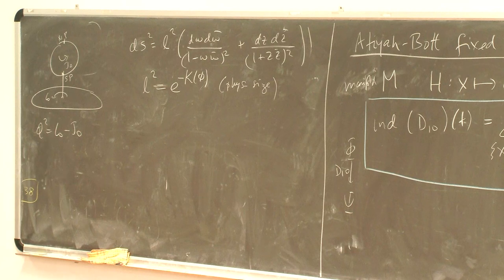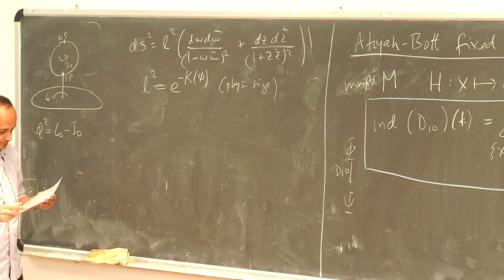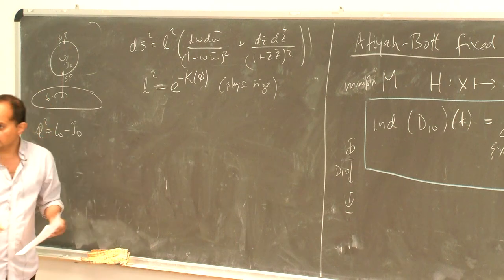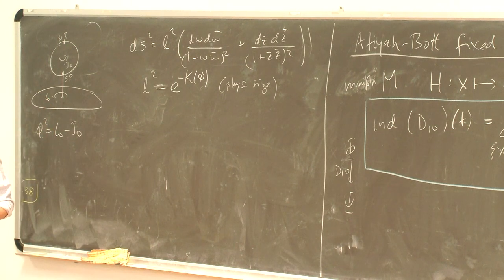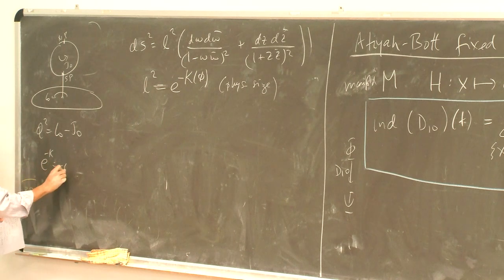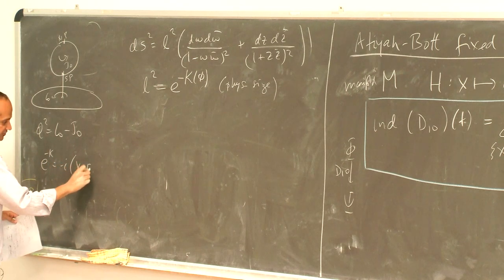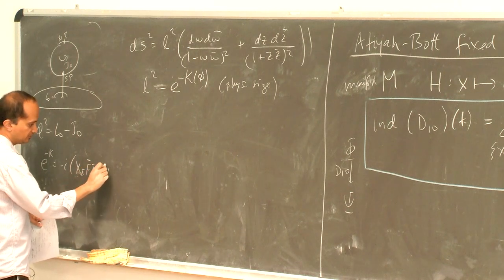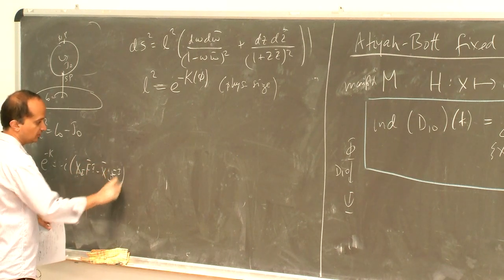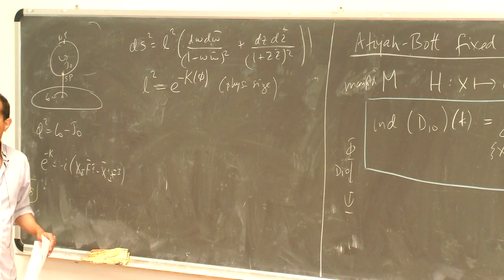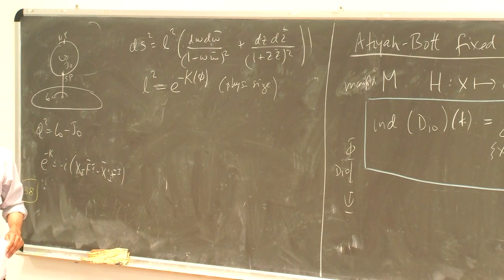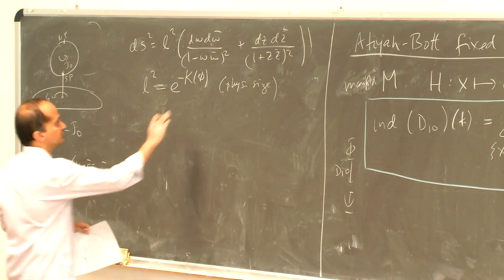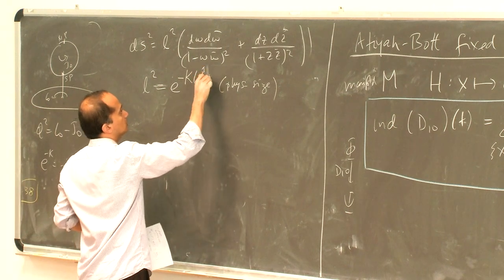of your manifold, remember? So this was, if you want, square root of g in the physical metric. K was the Kähler potential. e to the minus K is minus i (xi phi bar minus xi bar phi)... sorry, phi plus i pi, thank you.